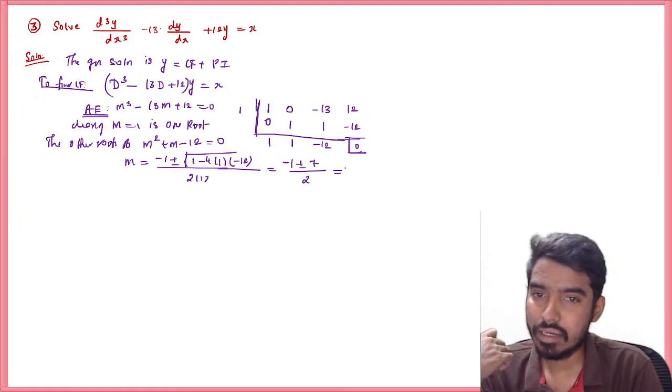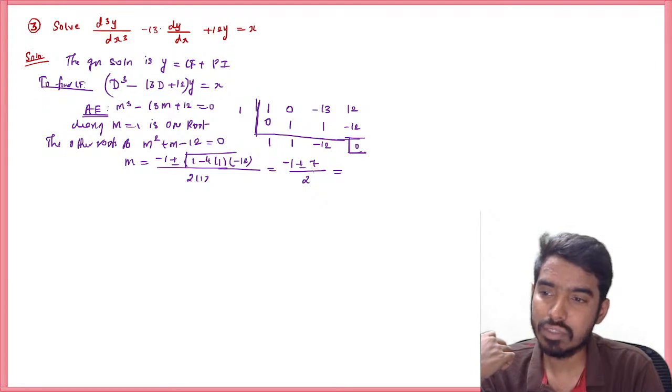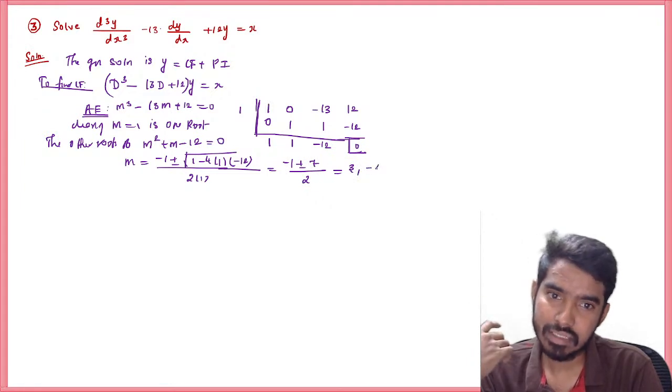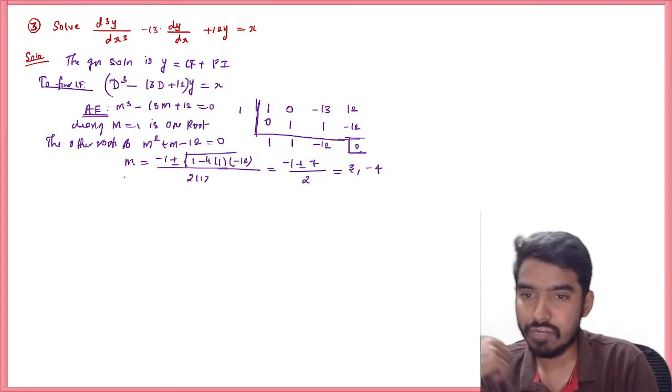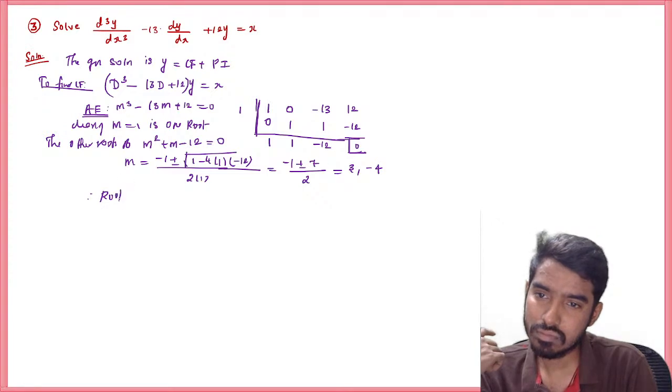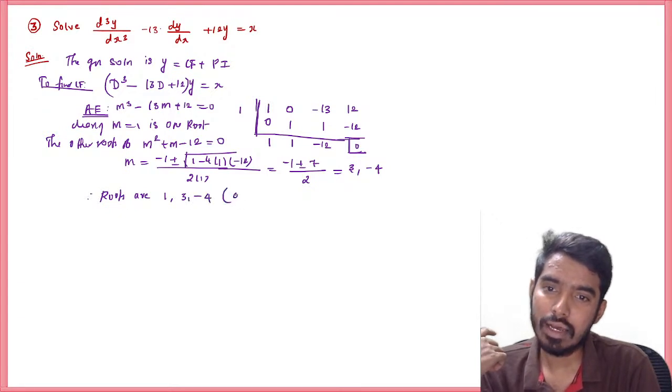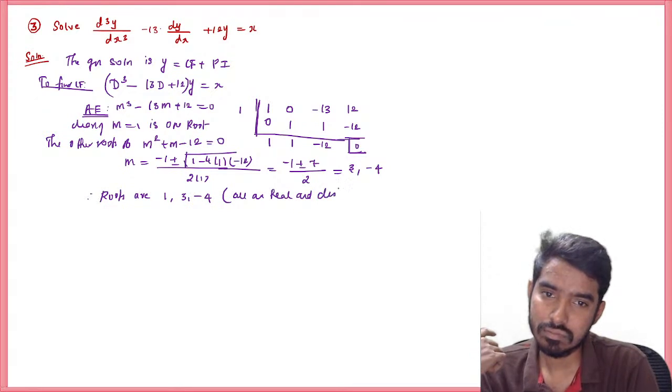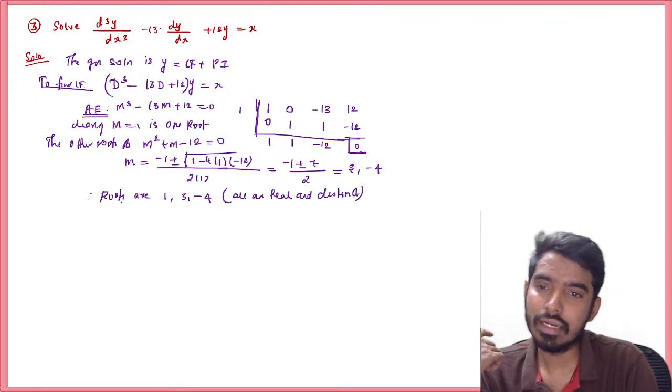So minus 7 plus 1, so it will be 6 by 2. So 6 by 2 is 3. Minus 1 minus 7 is minus 8. Minus 8 by 2 is minus 4, right? So therefore the roots are 1, 3 and minus 4, and all are distinct, right? All are real and distinct.